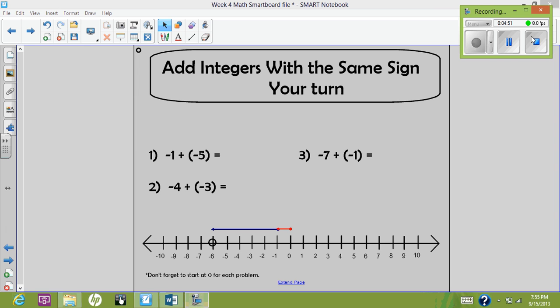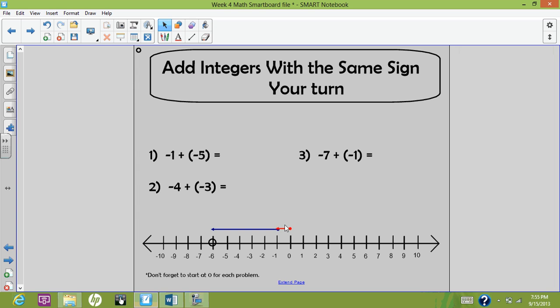Hopefully for this first problem, you ended up at -6. Your first arrow, this red one right here, represents my -1 in the problem, and since negative moves left on the number line, I go left 1. Then I have -5, which is also negative, so it moves left on the number line. I go 5 more, and I end up at -6. If you got these wrong, please correct them so that you have the right process and the right answers in your notes.